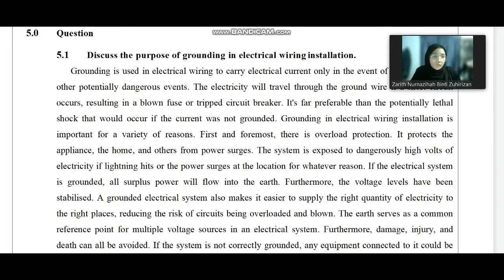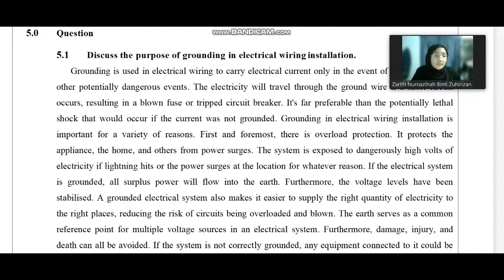The system is exposed to dangerously high volts of electricity if lightning hits or the power surges at the location for whatever reason. If the electrical system is grounded, all surplus power will flow into the earth. Furthermore, the voltage levels have been stabilized.